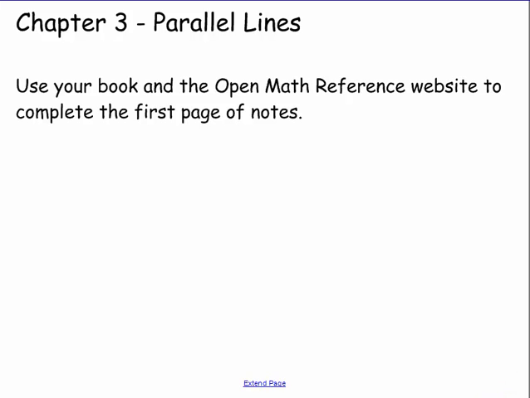Today we're going to be talking about parallel lines. And what I want you guys to do is use either your book or the Open Math Reference website to complete the first few pages of notes, which is a bunch of definitions. And I have the link for the website at the top of the page, which has the video on it.